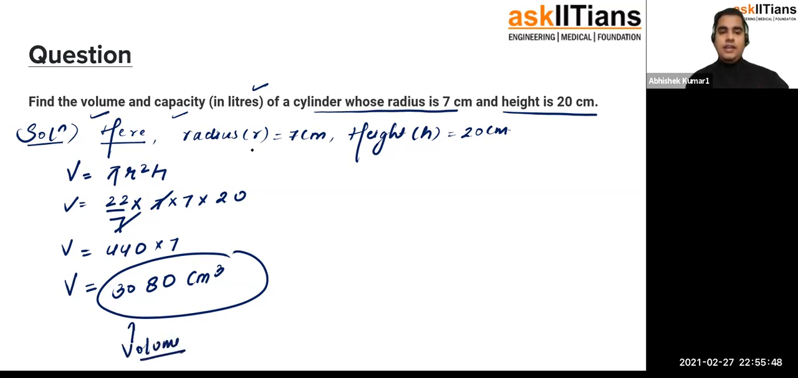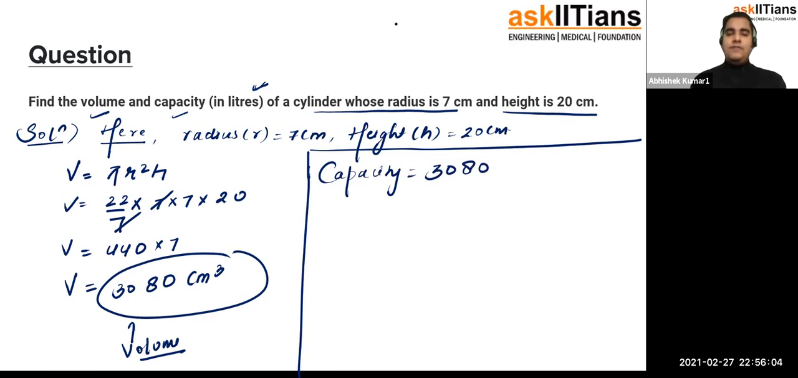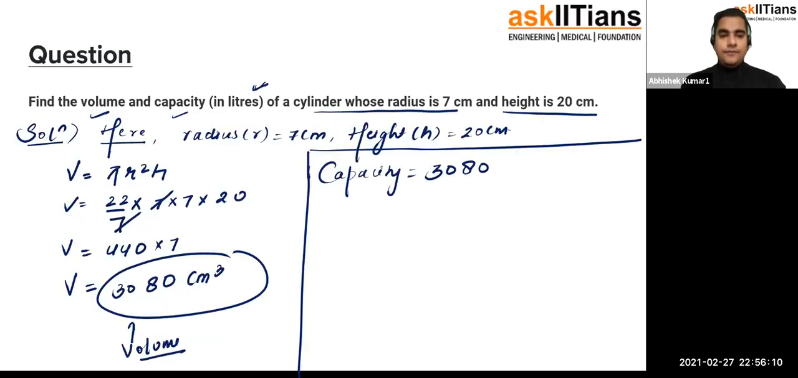Now we are talking about capacity. So when you are talking about capacity, that means they are asking you the same value, but they are asking you that value in terms of liter. So if you talk about capacity here, then capacity will be what? You will have 3080. What is the relation between centimeter cube and liter? That's very important to know actually.